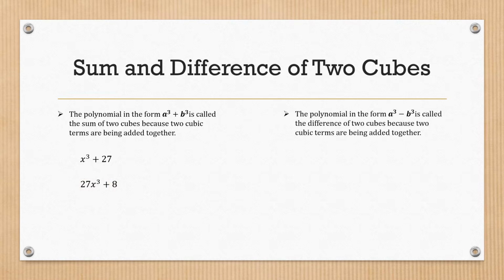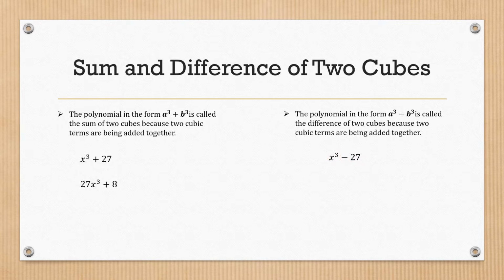The polynomial in the form of a cube minus b cube is called the difference of two cubes. Again, the only difference between them, class, is this: earlier it was plus, this one is minus. The difference between them is clear. Example, x cubed minus 27. If you saw my example earlier, I just changed the operation to minus. Just to let you know that they are almost the same. It's just that one is minus and the other is plus.